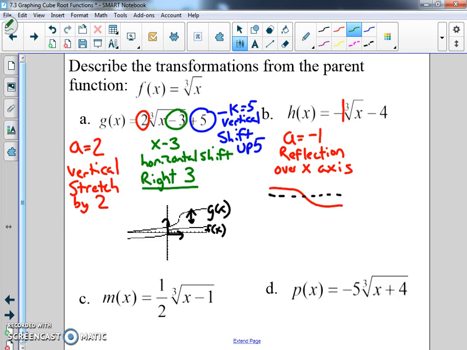We have no h transformation. H is equal to 0, so there's no shift there. Our k value is equal to negative 4. That means I have a vertical transformation. And it's down 4.